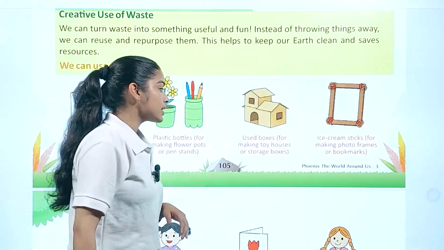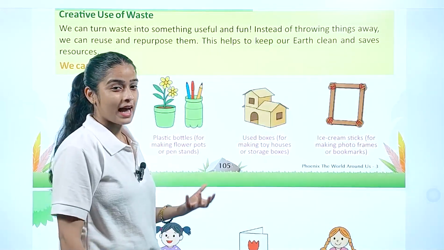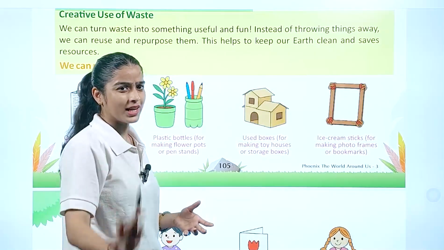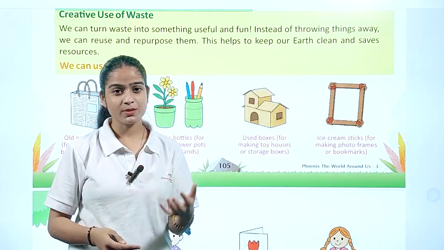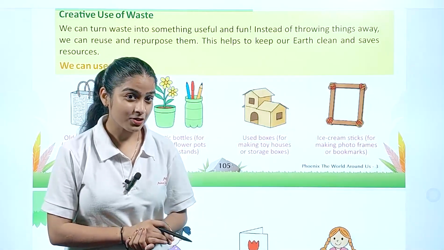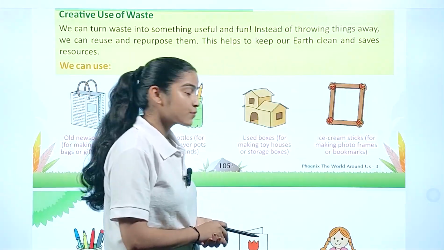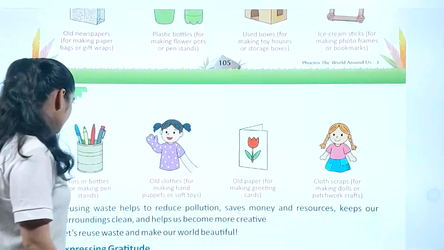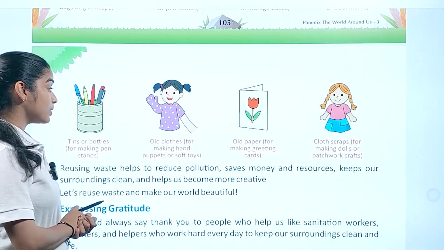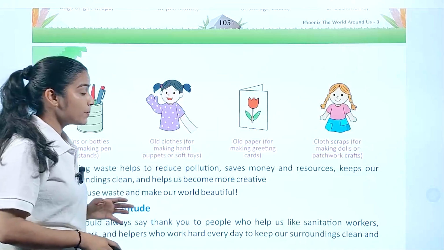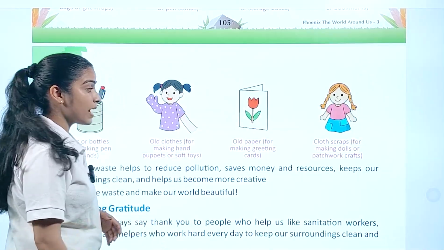Use boxes for making toy houses or store boxes, so you can make toys and your children get happy. You can make toys from waste material and impress your parents and save their money. Now, ice cream sticks for making photo frames or bookmarks. Further, tins or bottles for making pen stands, old clothes for making hand puppets or soft toys, old paper for making greeting cards, and cloth scraps for making dolls or patchwork craft.